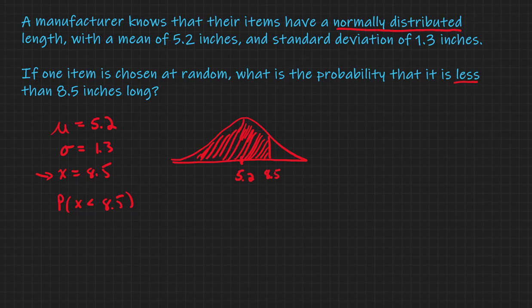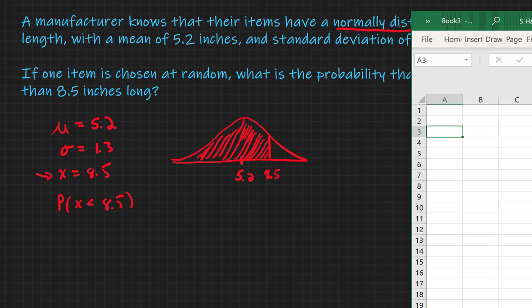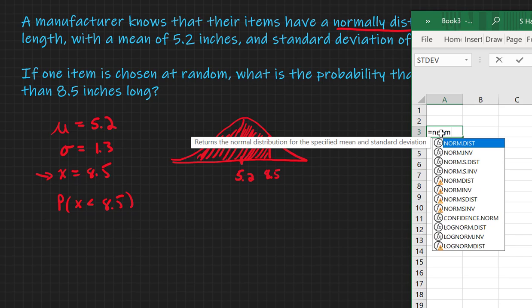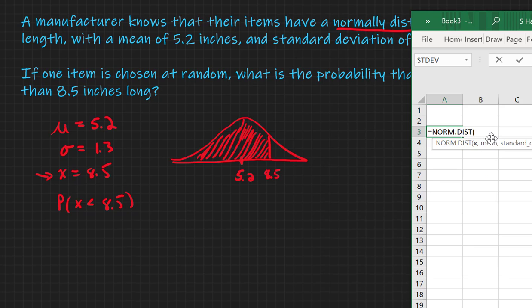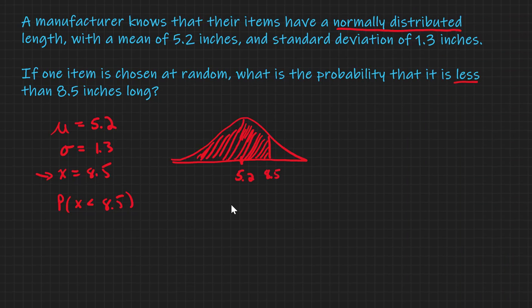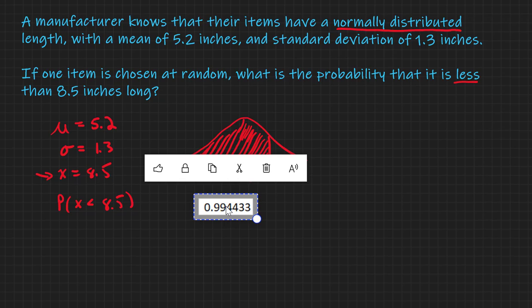So let me get an Excel, just a blank sheet here. And all I need to do here is use our norm.dist function. So I'm going to say equals norm.dist, and I can select it as soon as I see it there. And my x is 8.5. My mean is 5.2, and my standard deviation is 1.3, and I want the cumulative distribution here. So the answer I get here is 0.99443. So I'm just going to pop that in here. And so this is my probability.